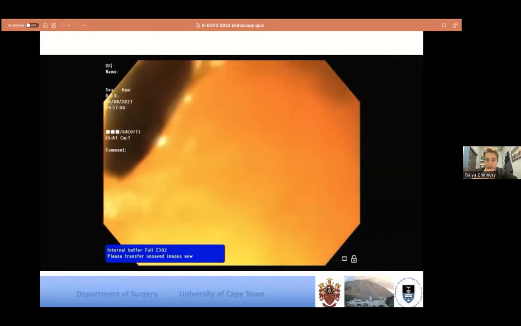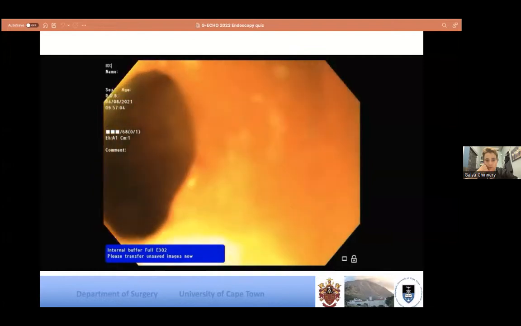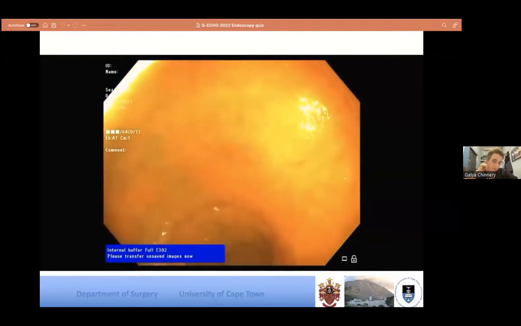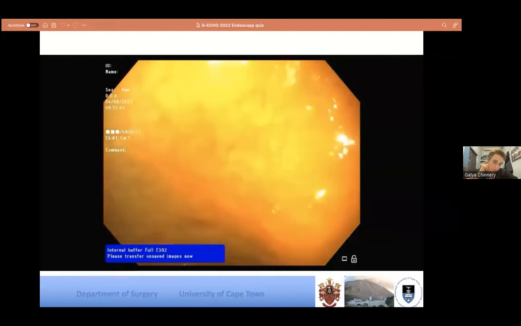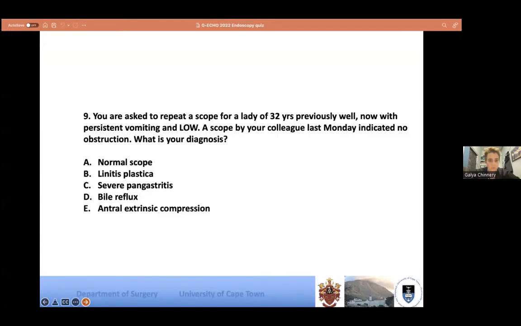And here's the pylorus, and quite clearly you agree with your previous colleague's assessment. There's obviously no pyloric distal obstruction. But what do you think? Here we go. What is your diagnosis? Yes, you agree with your previous assessment by somebody else, normal scope.